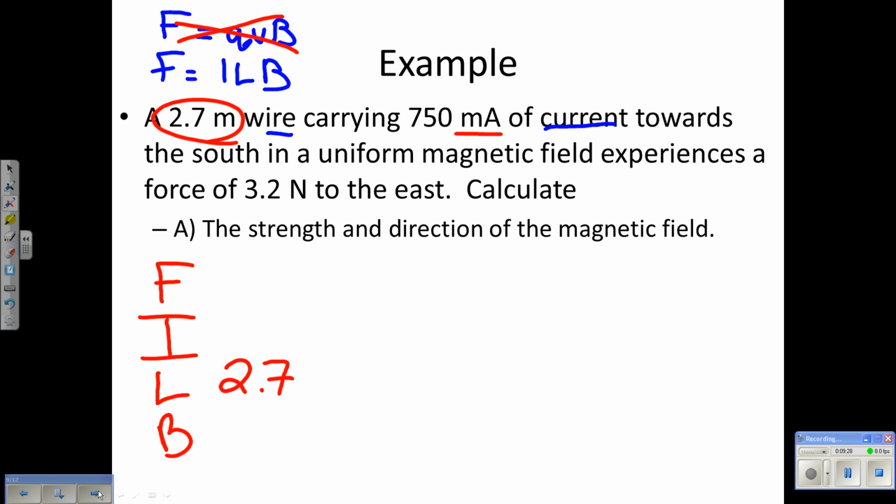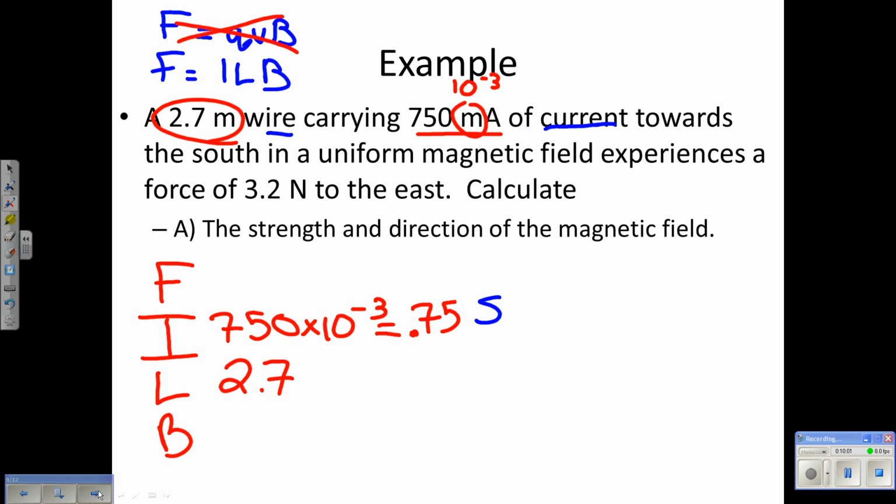Carrying 750 milliamps. Okay, this little m is milli, so that's times 10 to the negative 3. So it's 750 times 10 to the negative 3. If you have trouble remembering that, it is in your reference table. Now, for those of you who this will bother, which is me, and maybe some of you, this is the same thing as 0.75. Okay, that's your current.